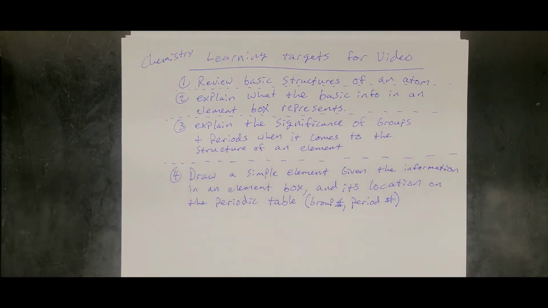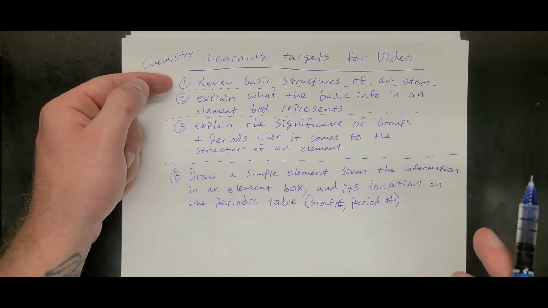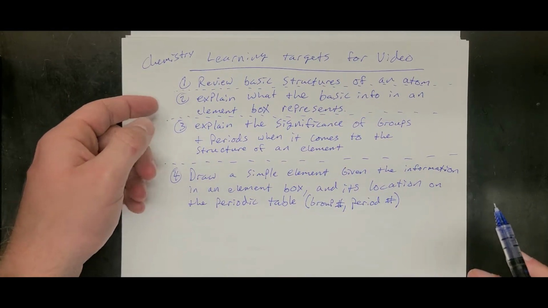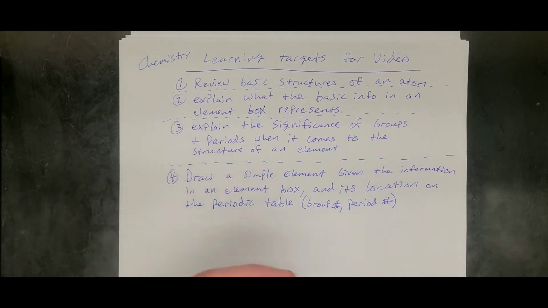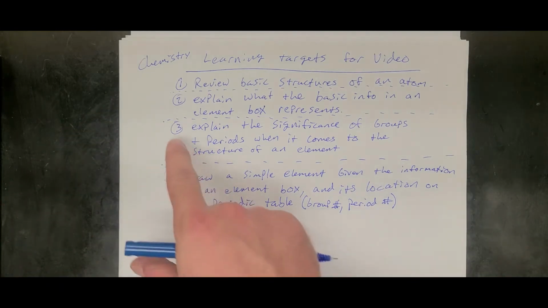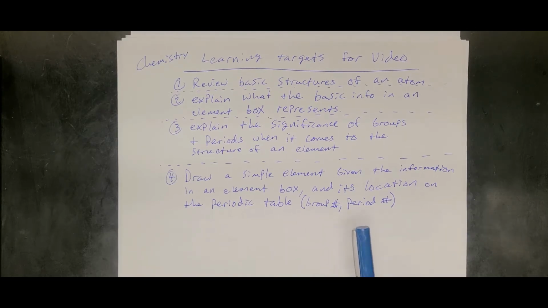This video is going to cover 4 learning targets in total. We will talk about first the review, just a basic review of structures of an atom. The second thing we're going to talk about is what the basic info in an element box represents. The third thing is the significance of groups and periods when it comes to the structure of an element. And then the last thing we're going to do is draw a simple element given the information in an element box and its location on the periodic table, that is its group number and its period number.